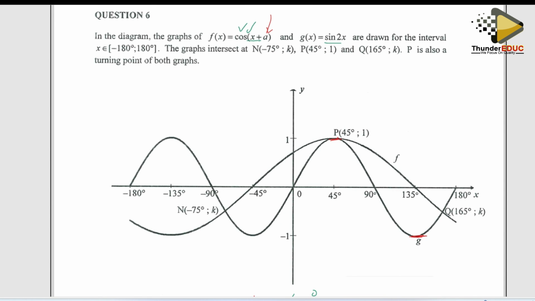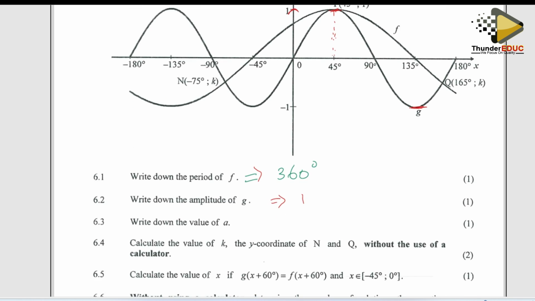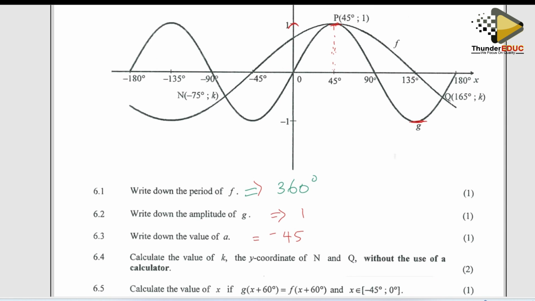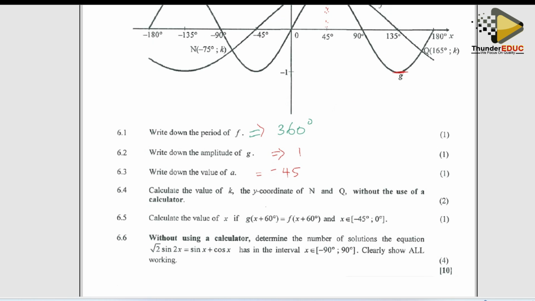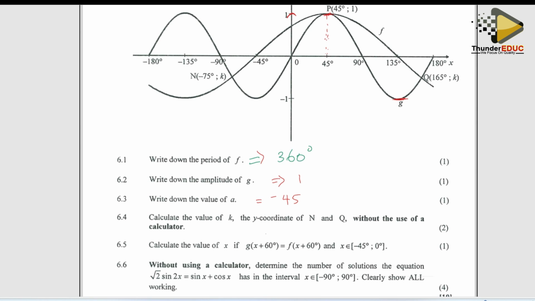So from the original cosine graph, we expect the turning point to be at 1. But now it's not at 1, it is around 45. So since the graph has shifted 45 units to the right, then this is going to be negative 45. Perfect. Then calculate the value of k, which is the y coordinate of N and Q, without the use of a calculator.